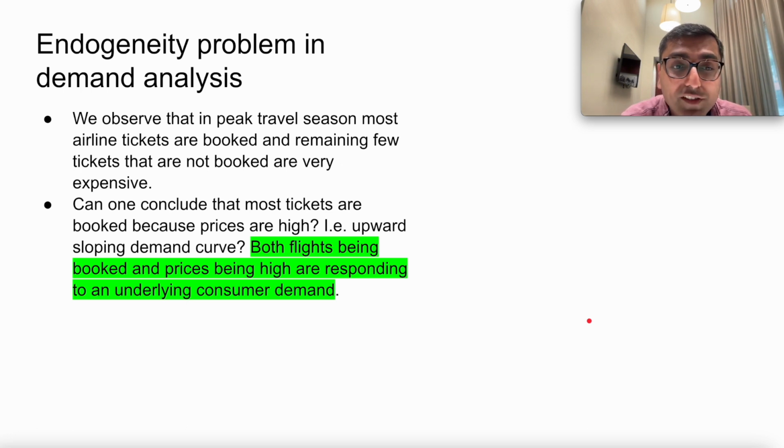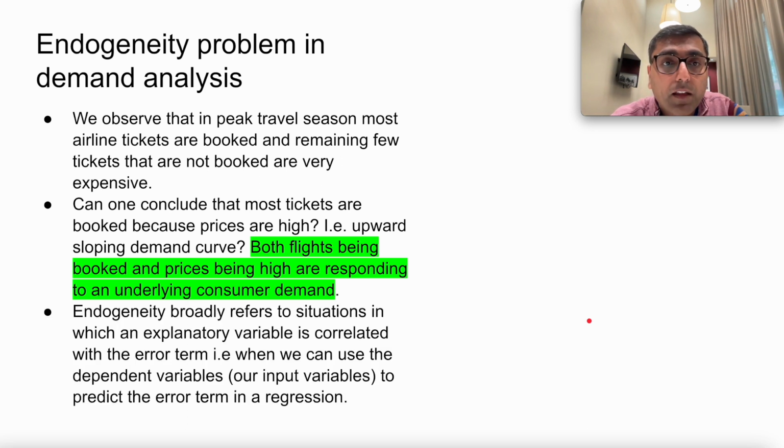This is the upward sloping demand curve. The demand curve is typically downward sloping, right? So it's true that both flights are booked and prices are high, but there is something else. There is a higher consumer demand that causes the flights to be booked, and the flight operators know this fact, and so they jack up the price. So there's something internal that is already in the system that can be a better predictor.